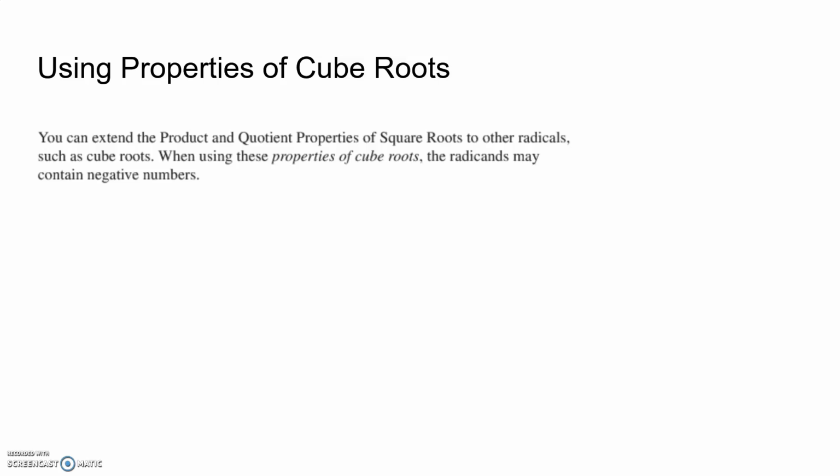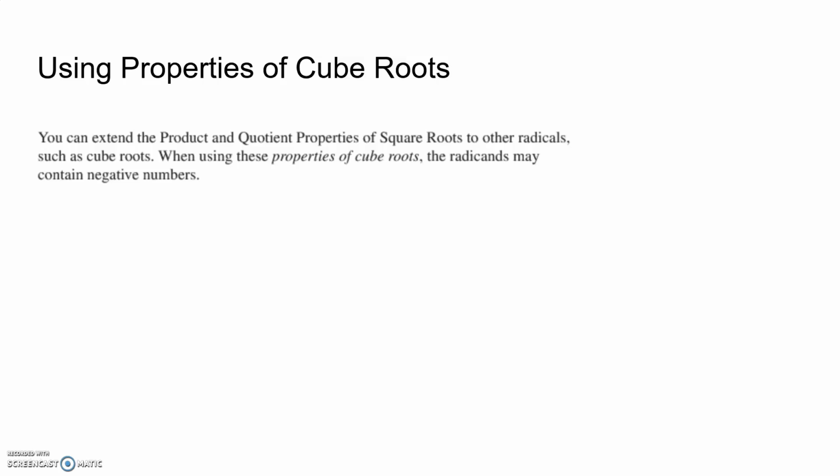When using these properties of cubed roots, the radicands may contain negative numbers. They couldn't do that before, for example, because you can't take the square root of negative 9, because there aren't two numbers multiplied together that would be negative 9. 3 times 3 is 9, but negative 3 times negative 3 is still positive 9. But once you have a cubed root, let's say you have the cubed root of negative 8, you could say 2 times 2 times 2 is positive 8, but negative 2 times negative 2 times negative 2 is negative 8.